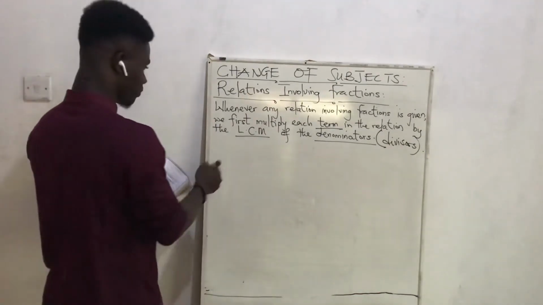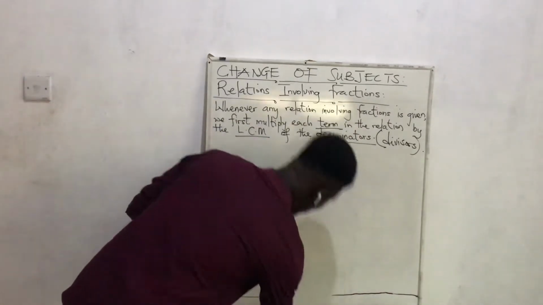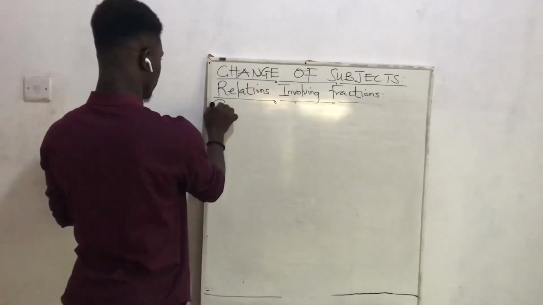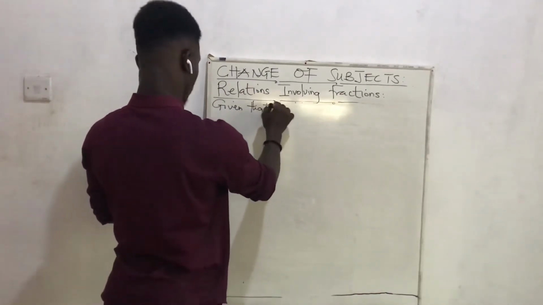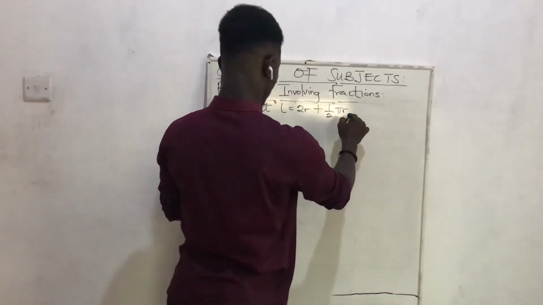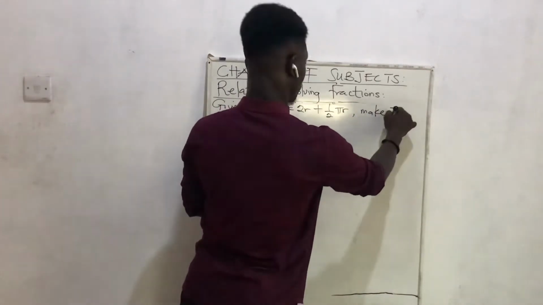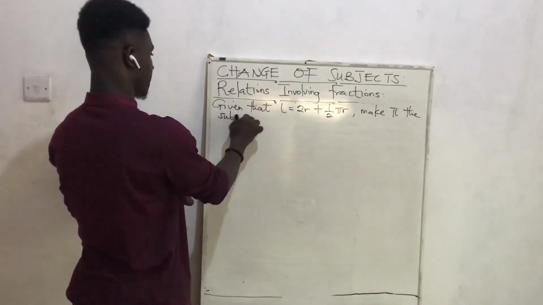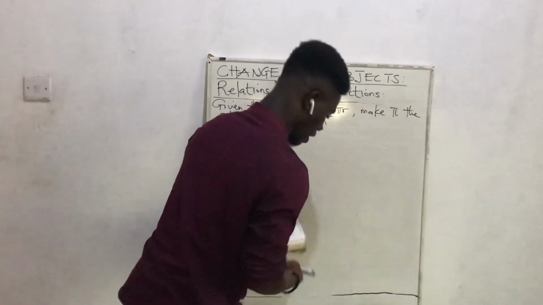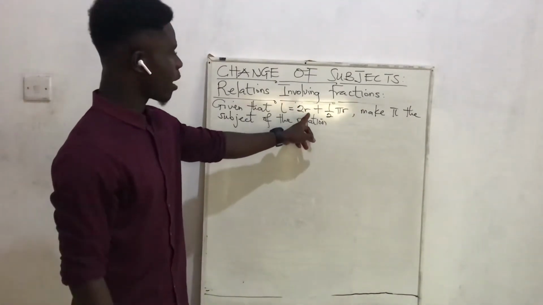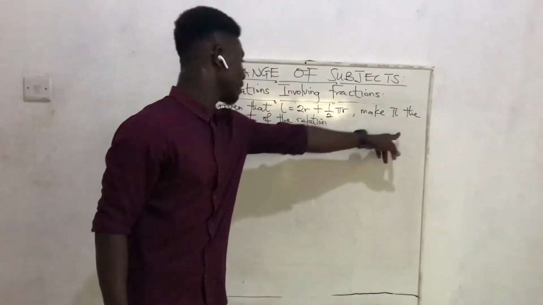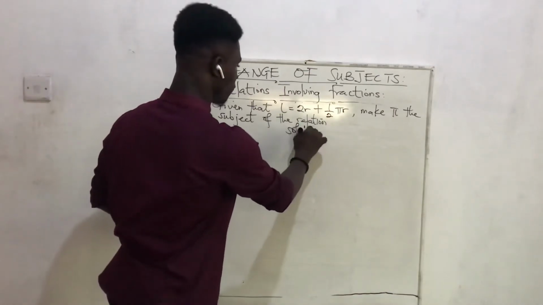Alright, we have this example here. Given that L equals 2r plus 1 over 2 pi r, make pi the subject of the relation.